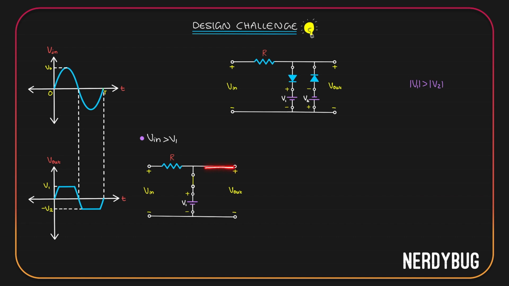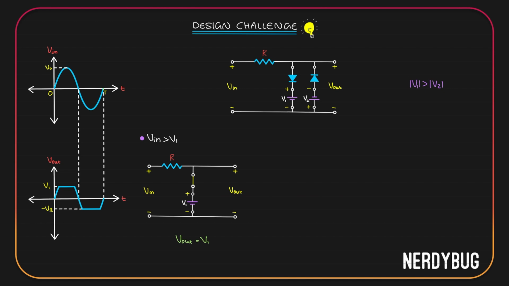The output is taken directly across this cell of potential V1. Positive terminal at positive of the output, negative terminal at negative of the output. So V output is going to be equal to V1. And this is exactly what we wanted. When input is greater than V1, output should simply be equal to V1.